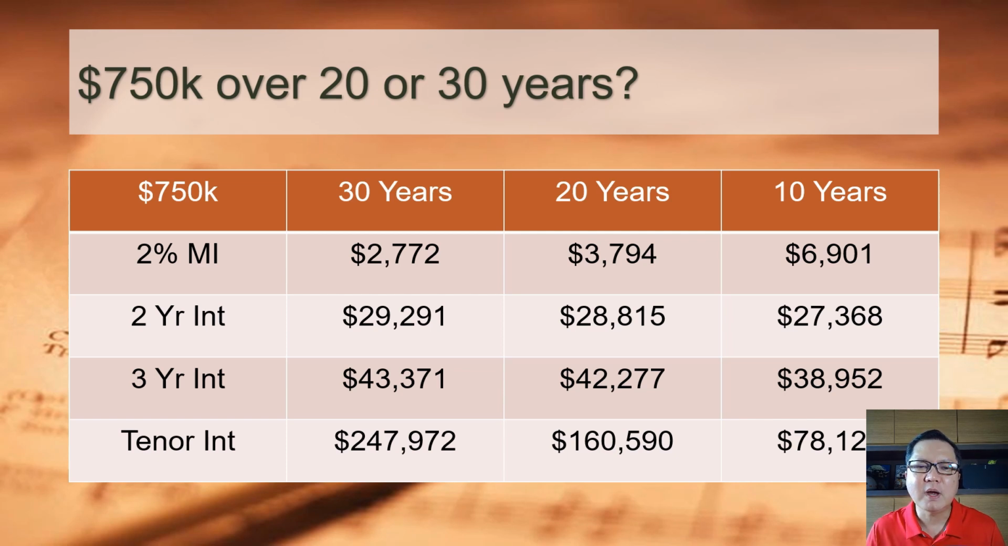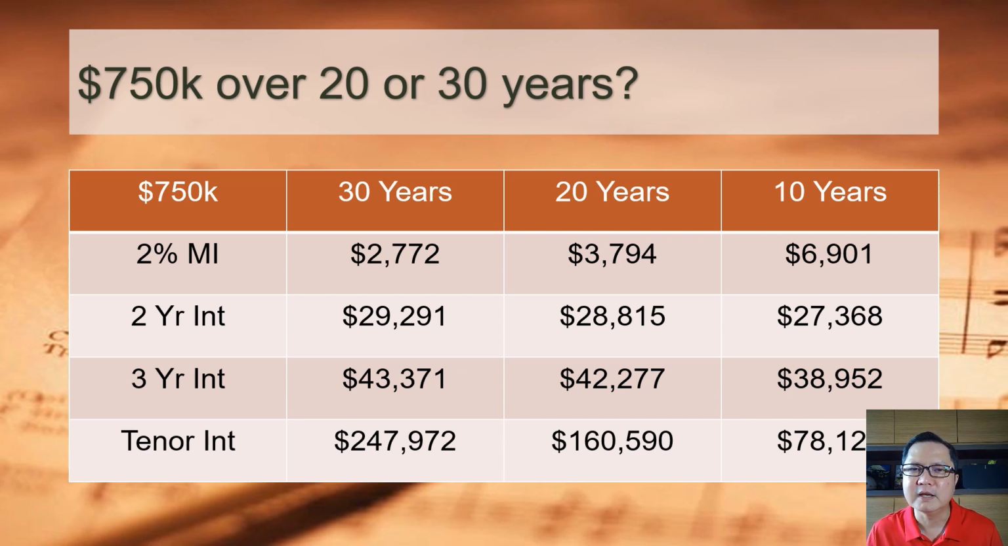$78,121. So what happens is, if you would choose a loan tenure of 30 years, you pay $2,772 per month. For 20 years, $3,794 per month, and 10 years, $6,901. Now, over a 2-year period, this is the total amount of interest you pay for these 3 loan tenures, and over a 3-year period, and then finally the last row shows the total amount of interest that you have paid over this number of years.